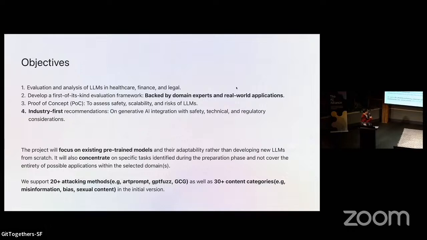And also for the highlights, we are going to focus on the existing pre-trained models. Eventually, we want to cover everything, but we have to start with something first. So we focus on the existing pre-trained models at the very beginning, and based on which we will provide a bunch of attacking methods, that's what I list here, as well as the content categories we're going to support and cover. For example, misinformation, bias, sexual content, and so on and so forth in the initial version.